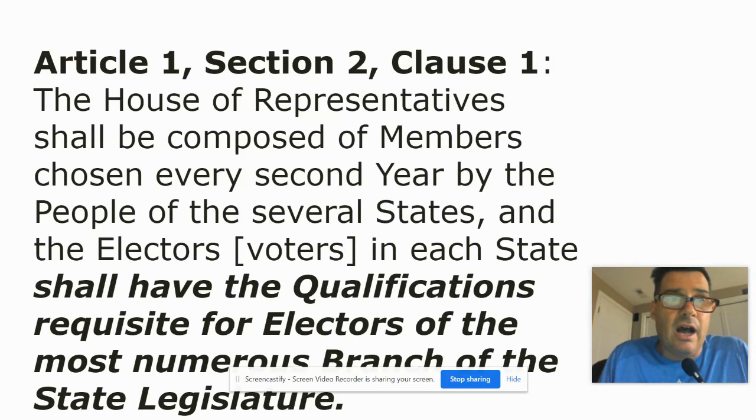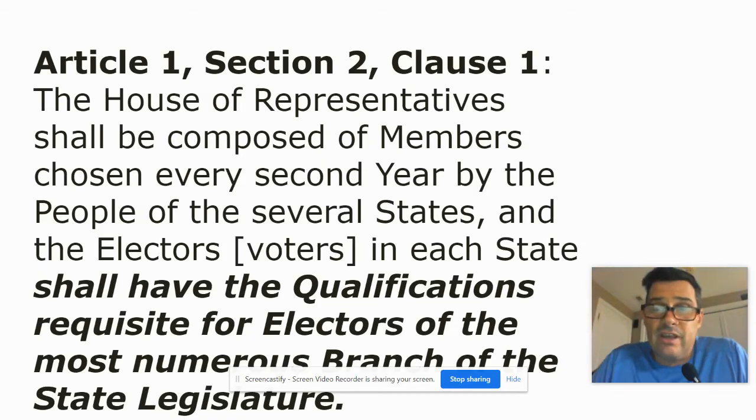In fact, Article 1, Section 2, Clause 1 of the Constitution actually talks about who shall be able to vote for the House of Representatives. And it says, in each state shall have the qualifications requisite for electors of the most numerous branch of the state legislature, which means if you could vote for the legislature in the state, you could vote for the national legislature. So it was up to the states entirely. By the way, very quickly after the founding, the property requirements were mostly dropped off. I think I talked about that in an earlier lesson.